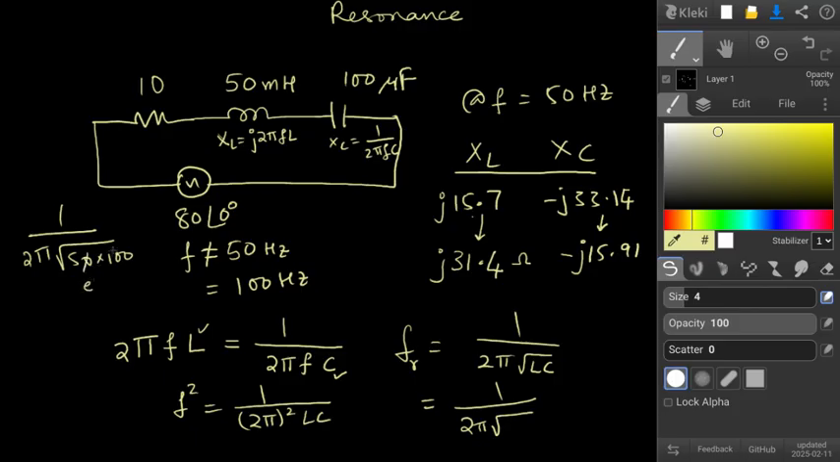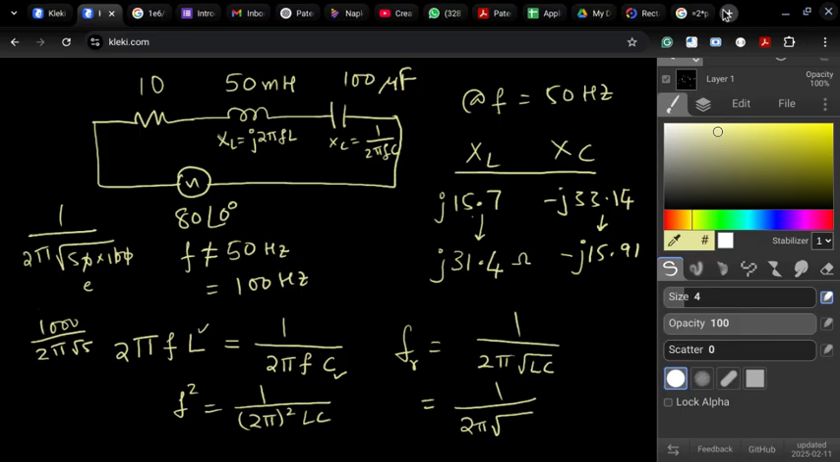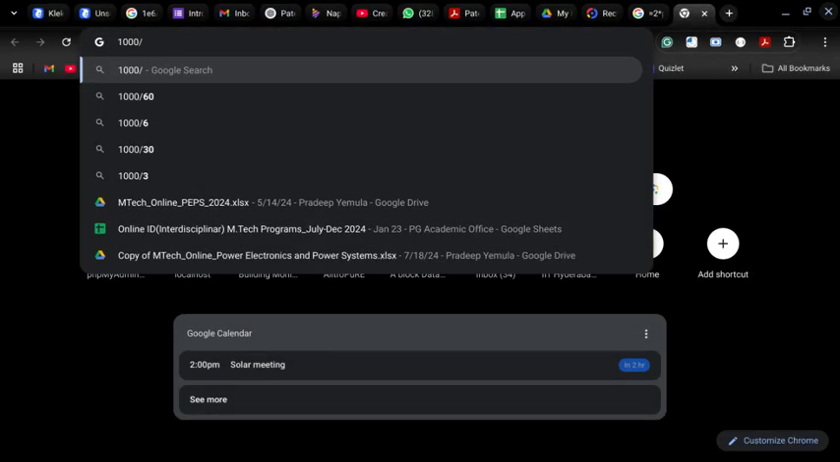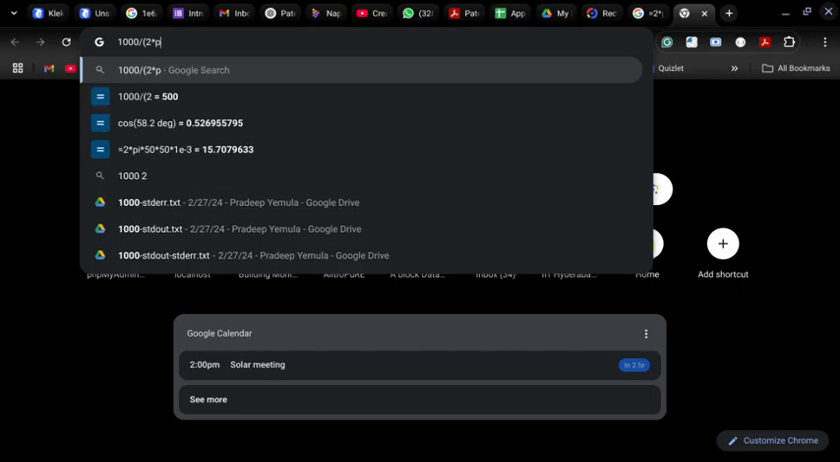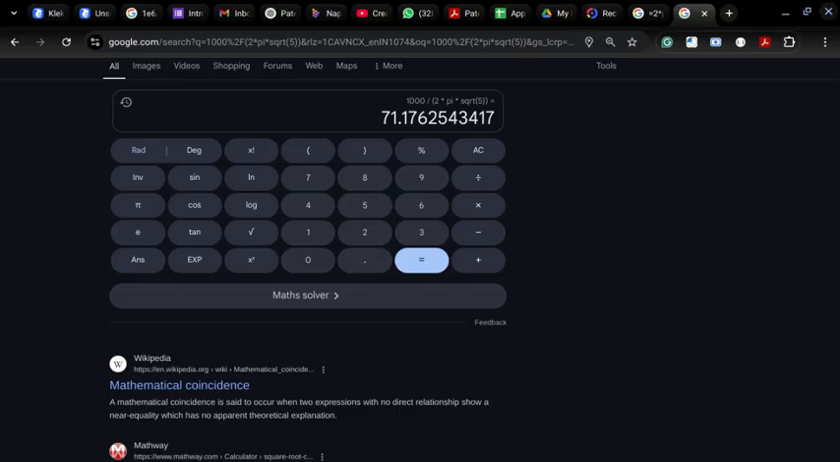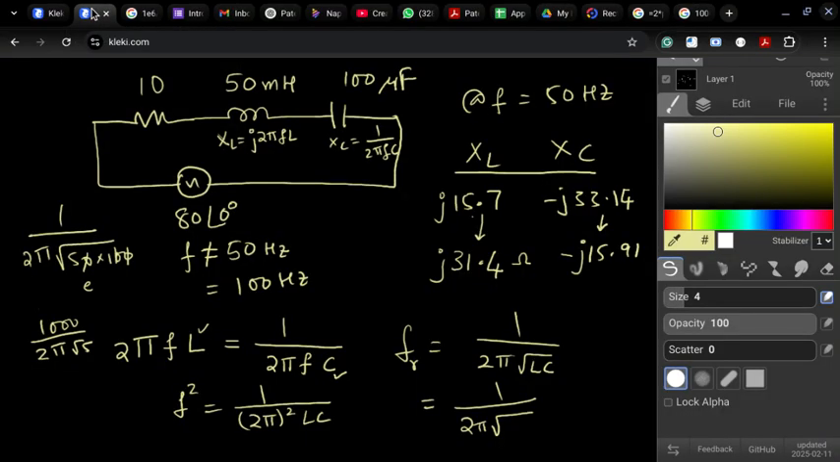So these three zeros here will cancel out the milli, and only one micro will be there, but the square root of micro will be 10 to the power minus 3. So 1000 divided by 2 pi into root 5. Okay, so let's try that. 1000 divided by 2 into pi into square root of 5. Yeah, so 71.17. Okay, so we got the correct answer here.